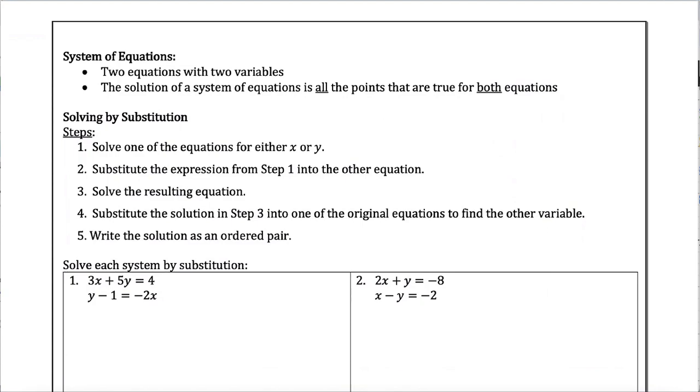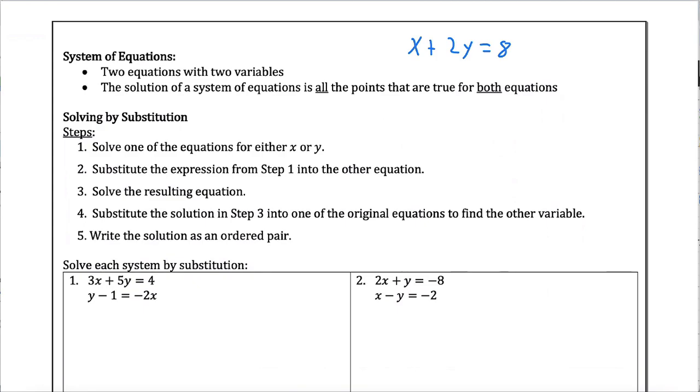We'll walk you through solving systems of equations in two ways. First off, a system of equations is two equations with two variables. You cannot possibly solve one equation with one variable like this. I have no idea what x and y could be. There's an infinite number of things they could be.